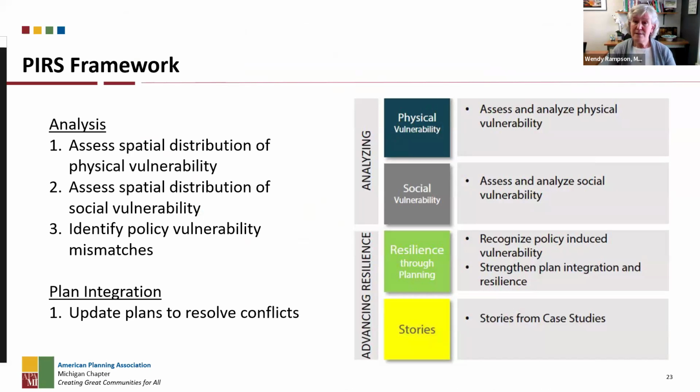Using the scorecard and the mapping results, the PERS guidebook provides instruction for identifying physical and social vulnerability mismatches and ways to adjust plans based on this knowledge. This step requires additional data and mapping in many cases, but the scorecard results, if you just go through this process to the scorecard portion, should help any community identify and fix their resilience policies moving forward.